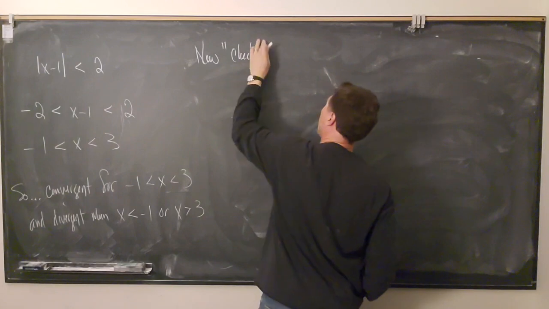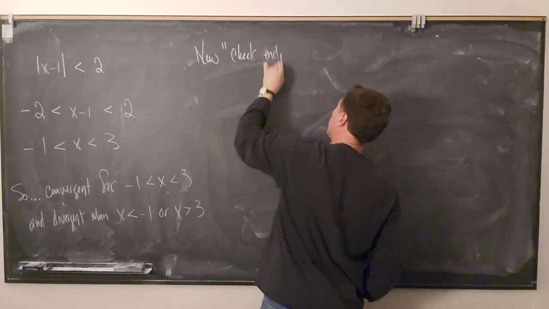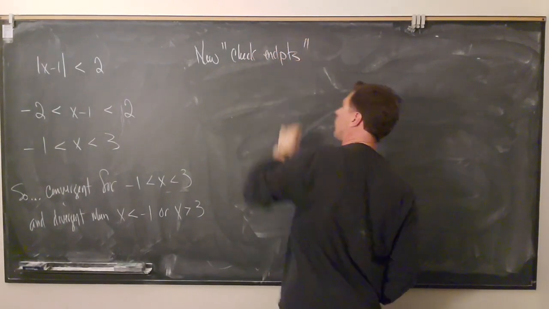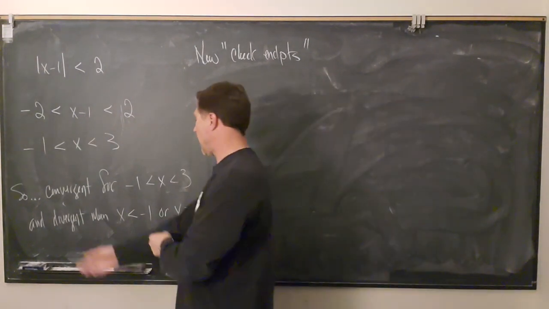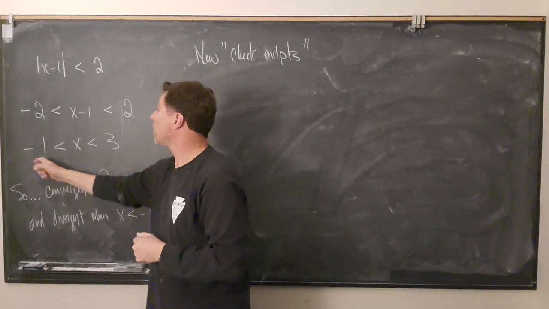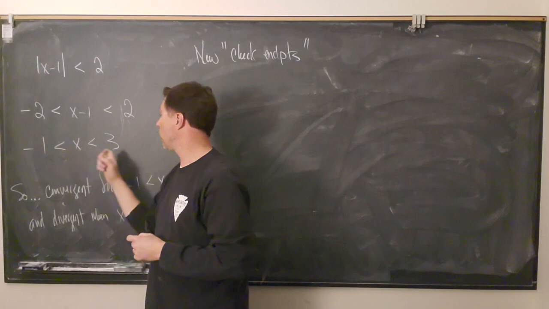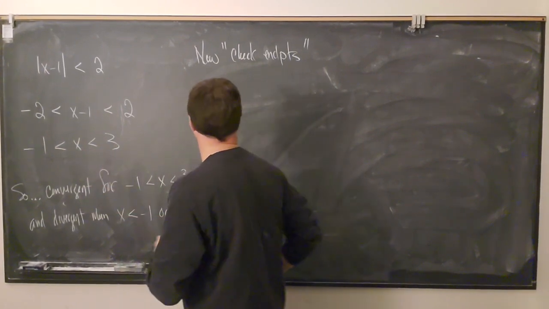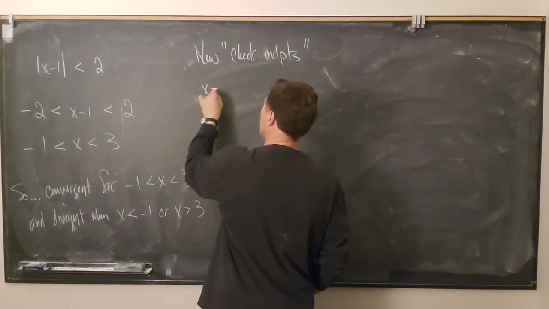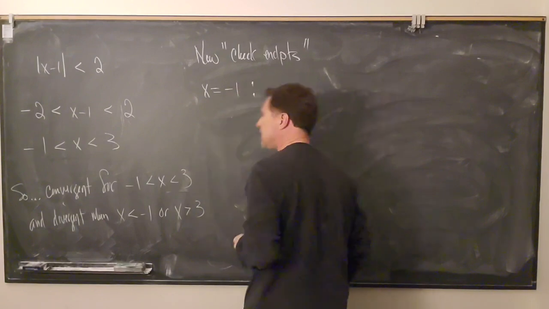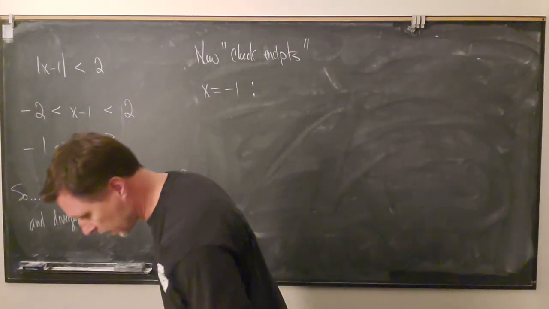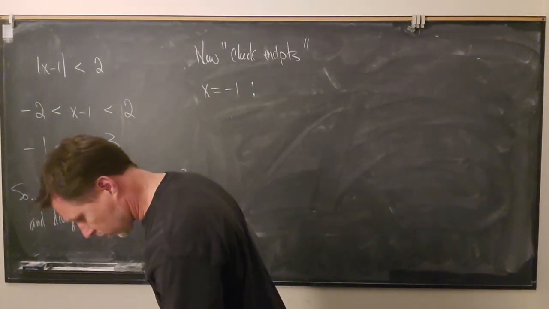check the endpoints. All right? We know that we get less than 1 as long as we stay within this range. What if x is equal to -1? What if x is equal to 3? Well, if x equals -1, we already did this one, I think. If I plug a -1 in there, where'd it go?